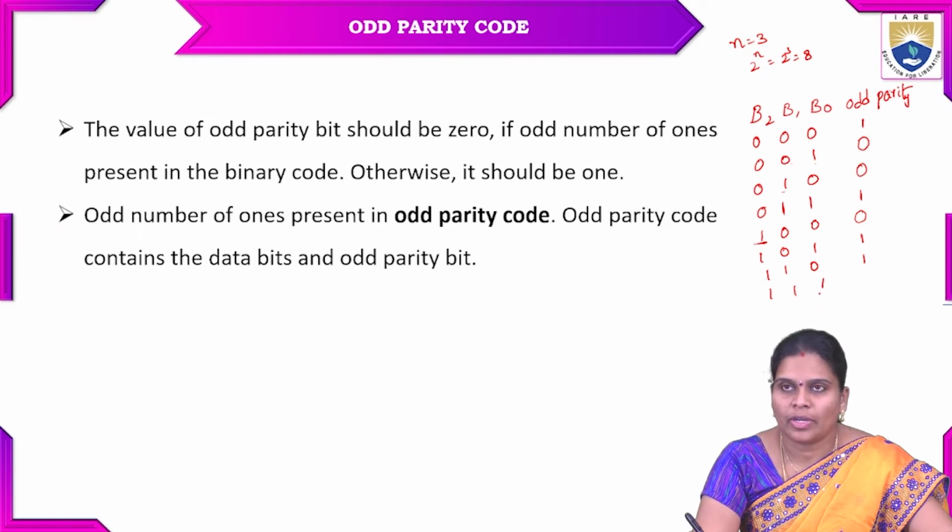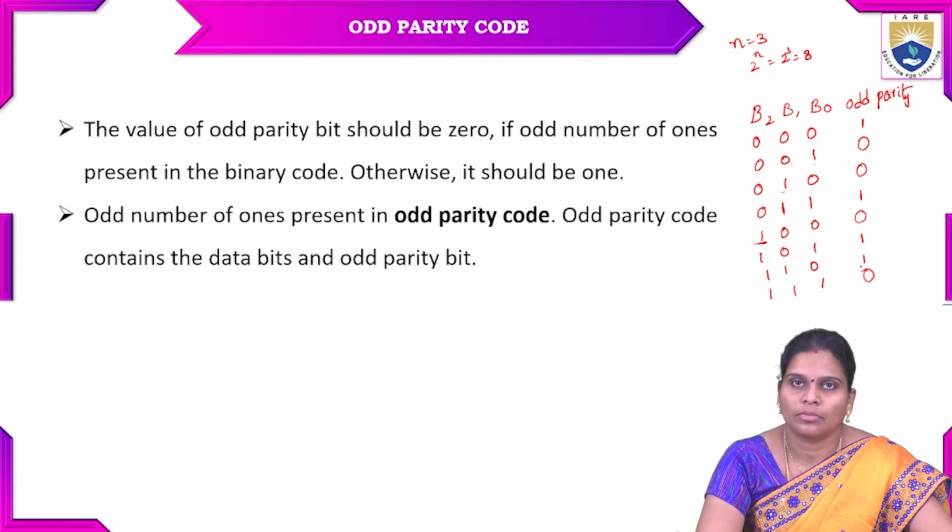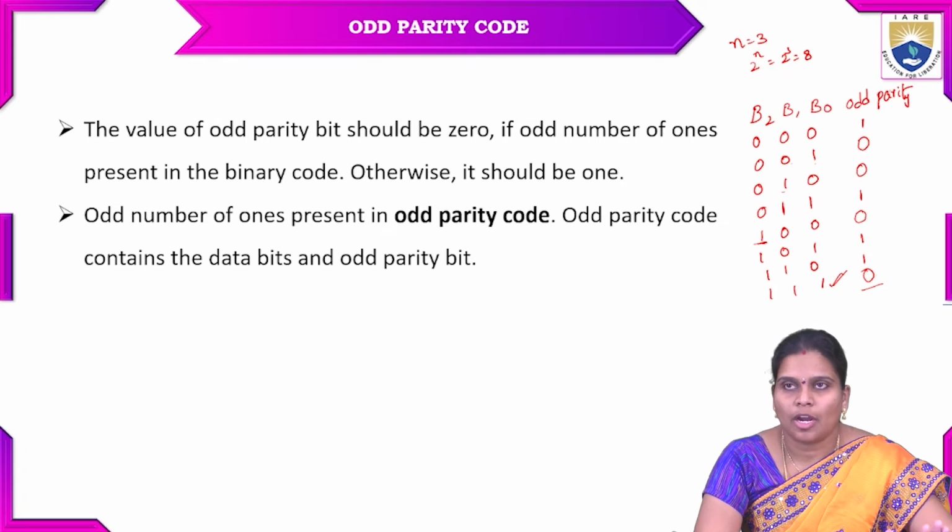Next one, 1, 1, 1 is there. So this is the odd parity, odd value, so this is the 0. It satisfies the odd values, odd parity bits, that is the 0. This is the odd parity code.